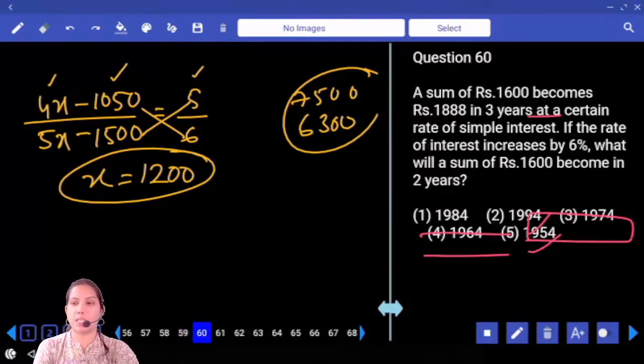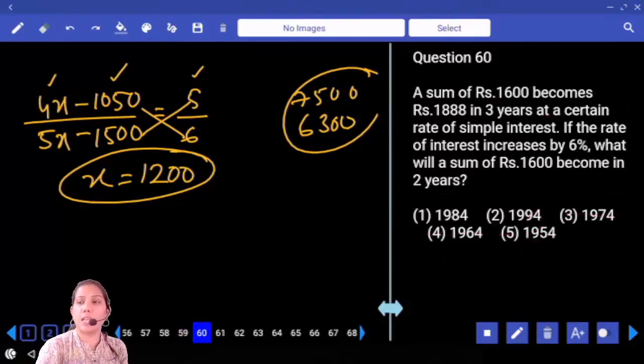Next, question number 60. A sum of 1600 rupees becomes 1888 in 3 years at a certain rate of simple interest. If the rate of interest increased by 6%, what will a sum 1600 become in 2 years? So first information: 1888 is the amount after how many years? 3 years. What is principal? 1600. What is amount? 1888.